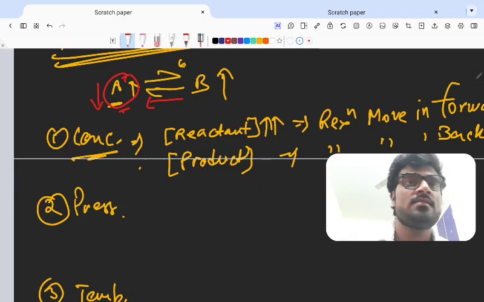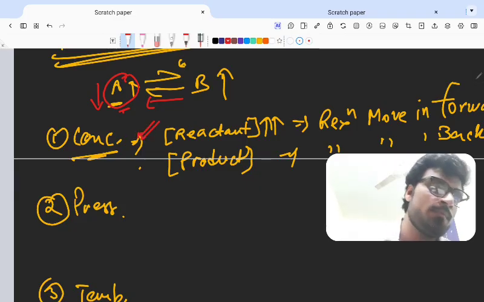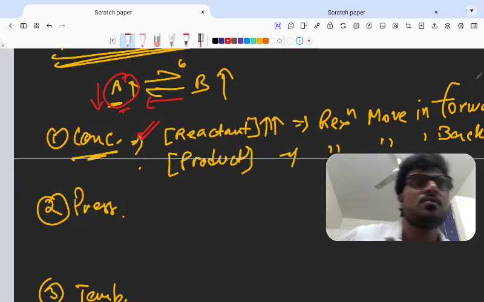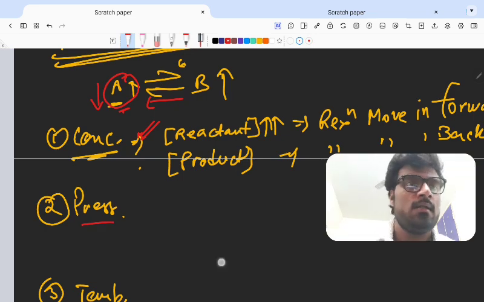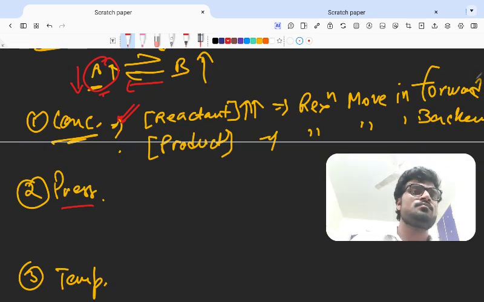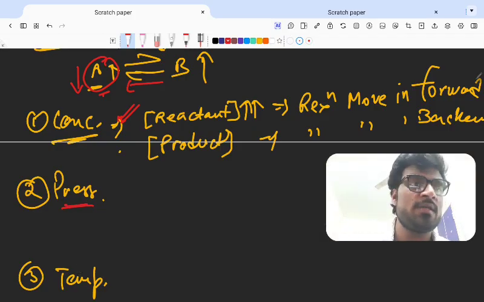So you have to understand this, it is a very important topic, and we will hopefully do some questions in the next video. But let us just see what other factors Le Chatelier's principle depends upon. The next point is pressure.